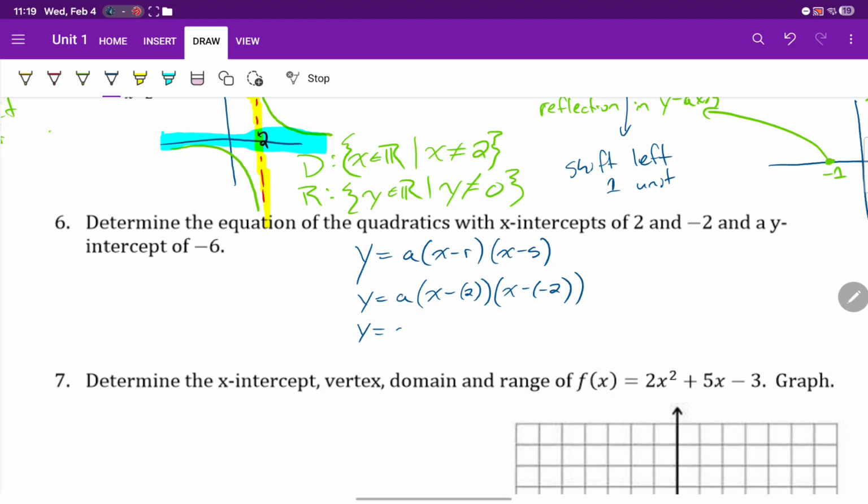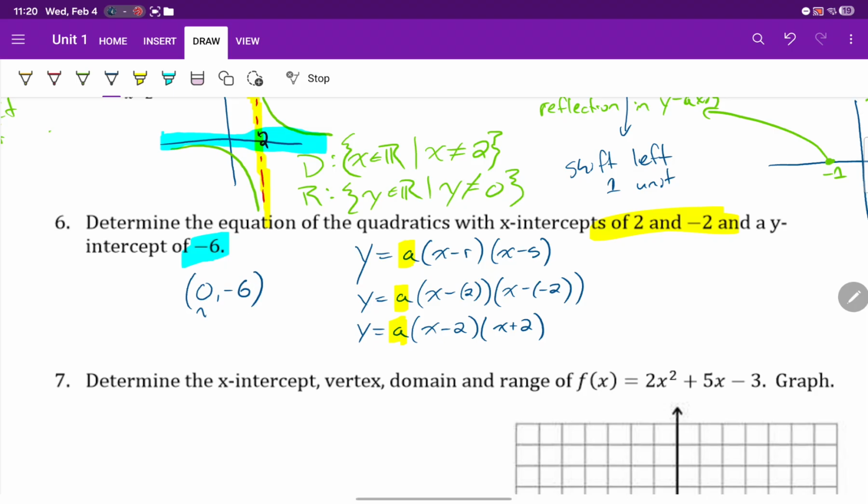So I get y equals a, I'm going to just remove the brackets, so that's (x - 2)(x + 2). Now again, we're trying to determine the equation of this parabola. So I need to figure out what this a value is. Once I know what that a value is, I have the equation of this parabola. Okay, now how am I going to do that? We've used those two pieces of information. We have not used the y-intercept. The y-intercept is actually a point, the point (0, -6).